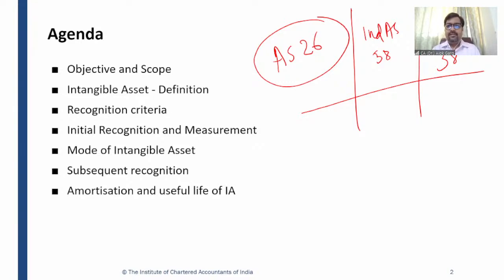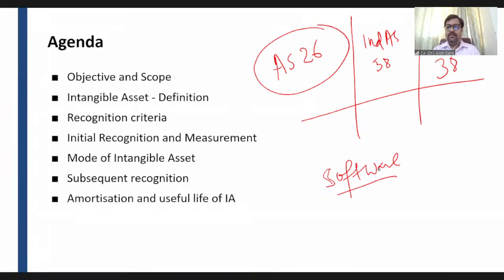When you went to the client, you must have been extracting the trial balance. Probably the client is using ERP, probably SAP, probably Tally software, right? For maintaining their books of accounts, their financial records. So what could be the classic example of an intangible asset? The classic example of an intangible asset is software. And you have seen software in almost every balance sheet, right? What could be the other examples of intangible assets?